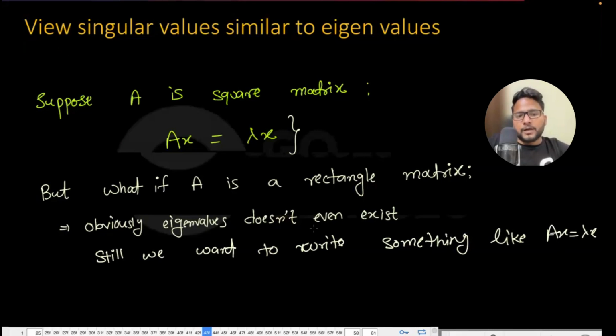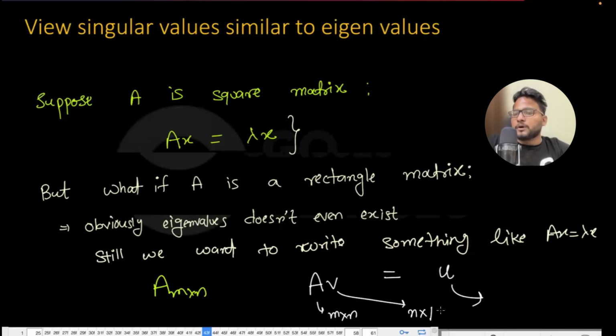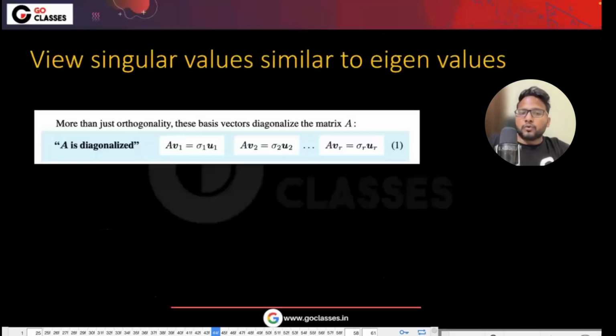First of all, tell me, if A is an M cross N matrix, let's call it A into V. This is M cross N, so if V is a vector, it must be N cross 1. Then whatever vector I have here, let's suppose U, will be of what dimension? M cross 1, right? And then instead of lambda, I'm writing sigma. So I will show you that Av1 equals sigma 1 u1, you can even write like this.